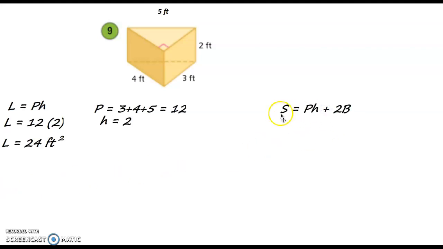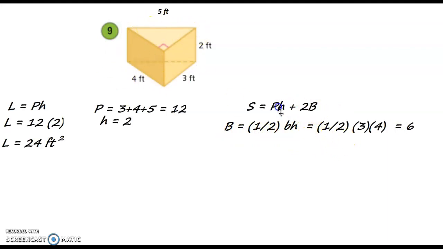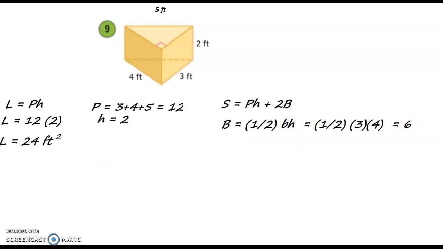So for my total surface area formula, I need the lateral surface area, or perimeter of the base times the height, plus 2 times the area of the base. Well, I already know the lateral surface area, so I really only need to find the area of the base. The area of the base is 1/2 the base times the height in order to find the area of that triangle. So if I'm substituting it in, I have 1/2 times 3 times 4, or 6, because it's half of 12. Now that I have the area of the base, I can substitute that in.